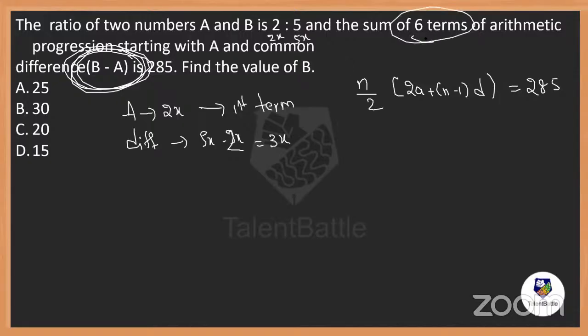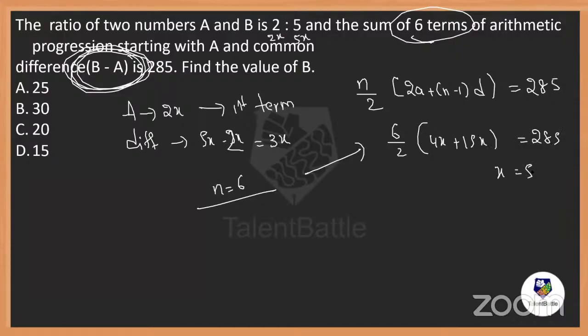And the value of n is 6 terms, so n is equal to 6. If I substitute them here, 6 by 2 into 4x plus 15x will be equal to 285. So I get the value of x as 5. Once I get the value of x as 5, I need to identify b, which is 5x. So my answer is option A, 25.